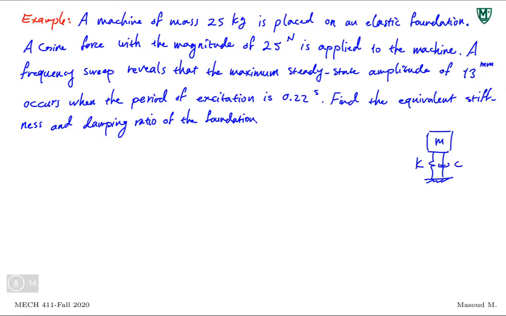All right, so let's see what we are given. We are given F naught, the amplitude of the force, is 25 newtons. We are given the mass of the machine, 25 kilograms. We know the time period at which the maximum amplitude occurs is 0.22 seconds. And the maximum amplitude, I'll write it X max, is 13 millimeters. This is the information we are given.